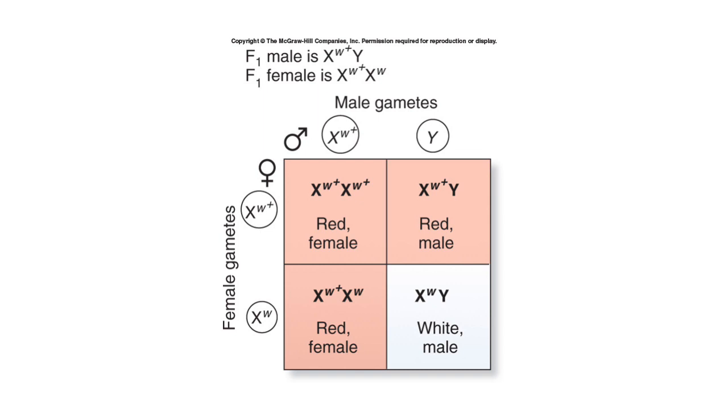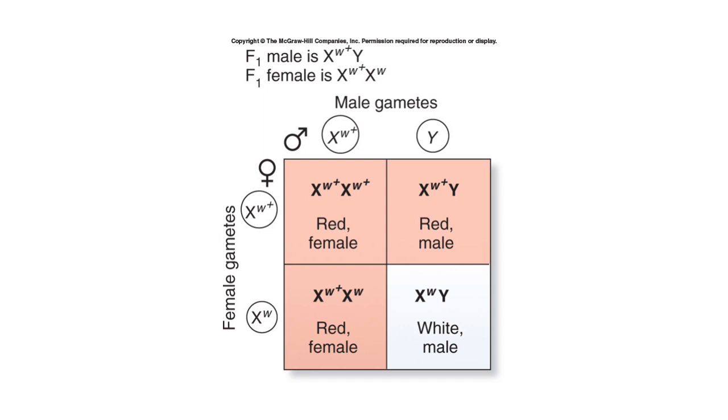So if we do that and then fill in the Punnett square, what you can see is that there's no way to get a white-eyed female out of this cross. And so we now know that the gene for white eyes is actually carried on the X chromosome in fruit flies. And so there are a number of genes on the X chromosome.